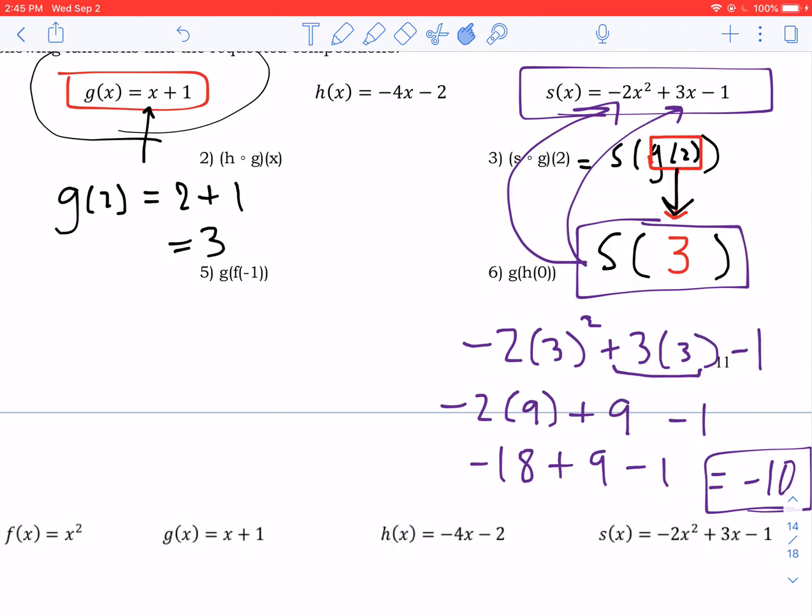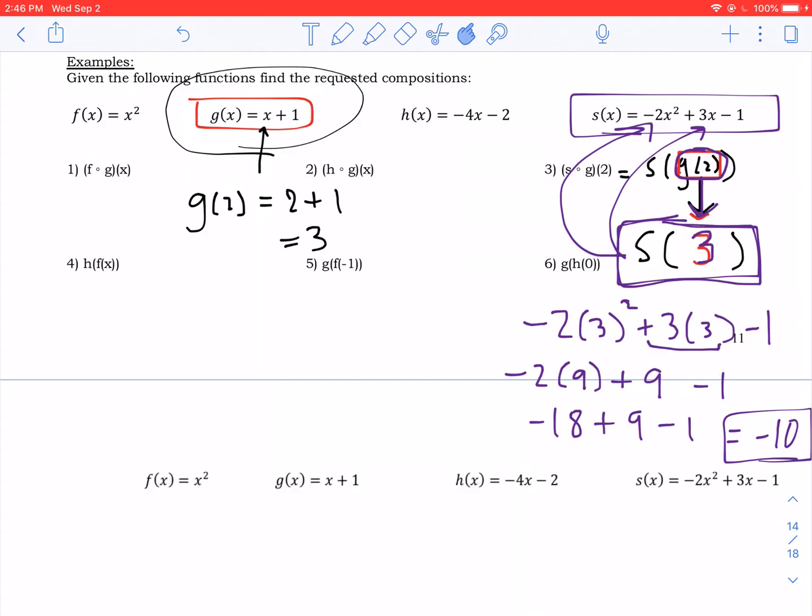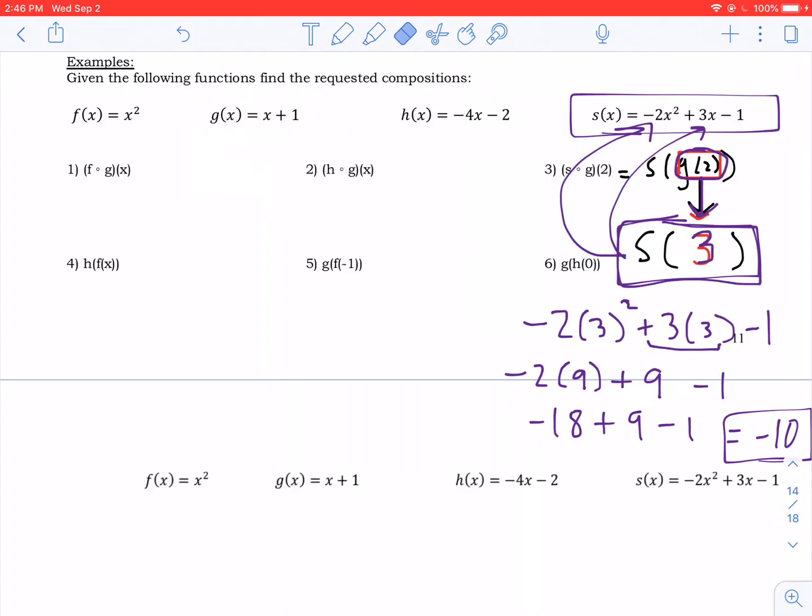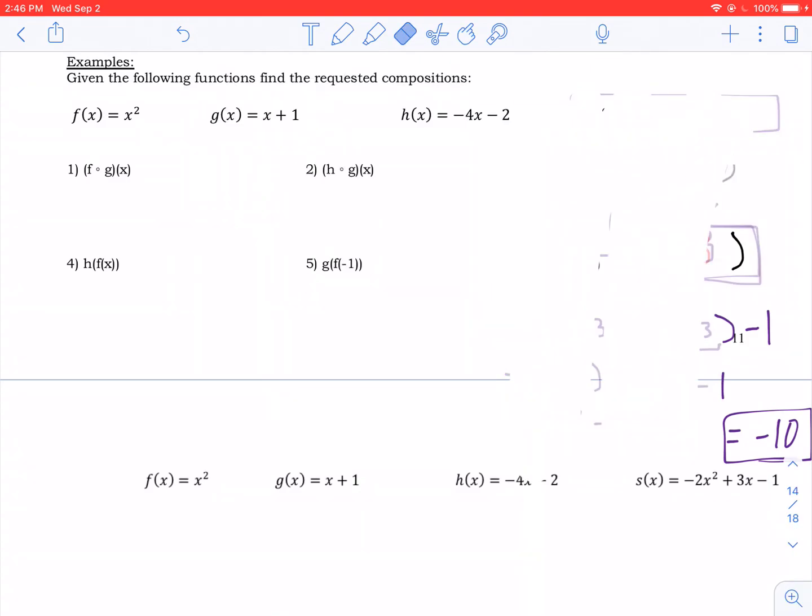Negative 10. So to find s of g of 2, first start on the inside to find an answer to g of 2. We did, and we got 3. Then we looked at s of that answer and got negative 10 as a final answer. Okay. A few more here.